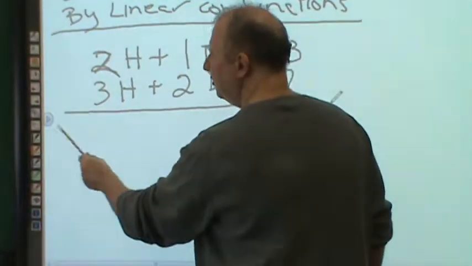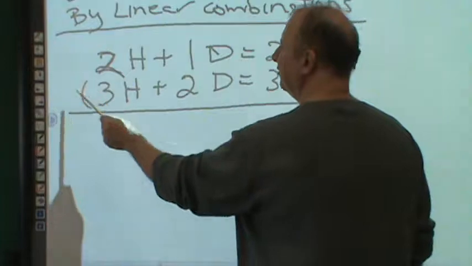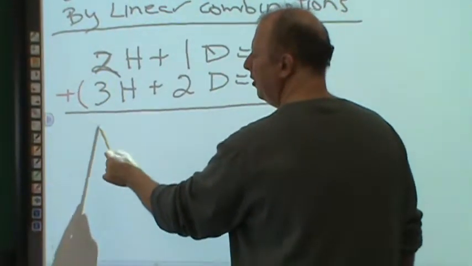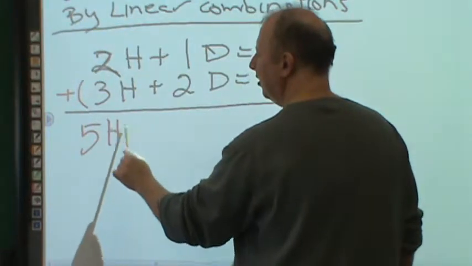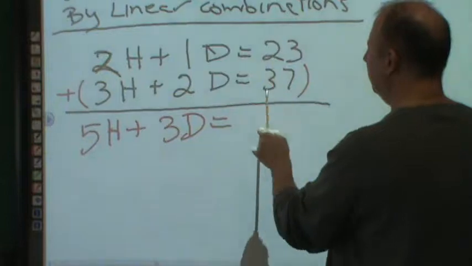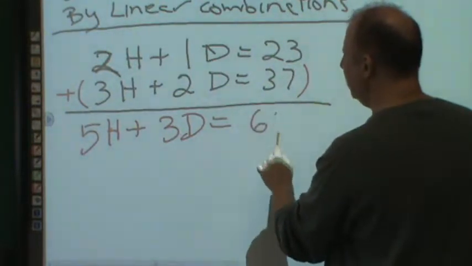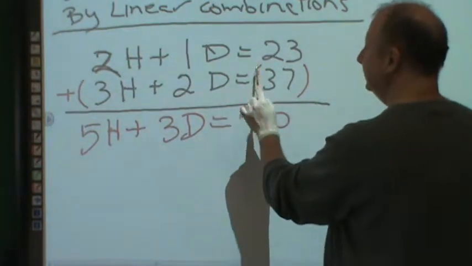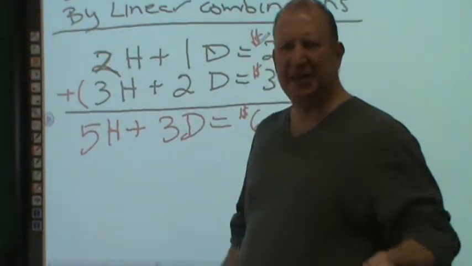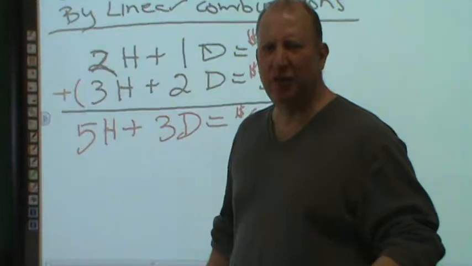Let's say I want to take this example and add it. Well, 2 hot dogs and 3 hot dogs, well, 5 hot dogs and 3 drinks will then cost $60. It doesn't tell me anything. I have no idea what to do here.